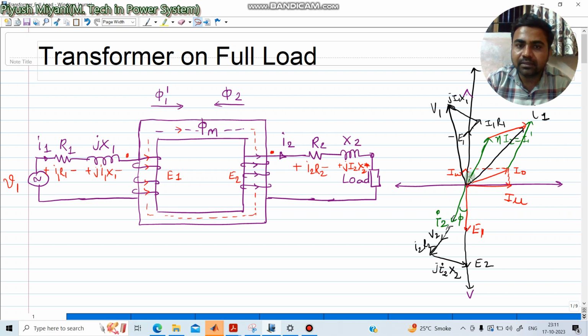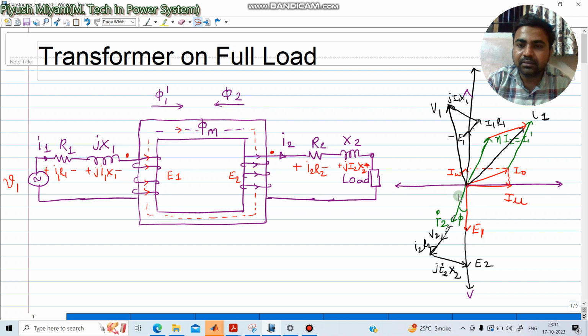As we are now discussing the transformer on full load condition, the transformer will draw I2 current. This I2 current will be lagging compared to V2 if the load is inductive. I2 will be in phase with the secondary voltage if the load is resistive, and I2 will be leading compared to the secondary voltage if the load is capacitive.